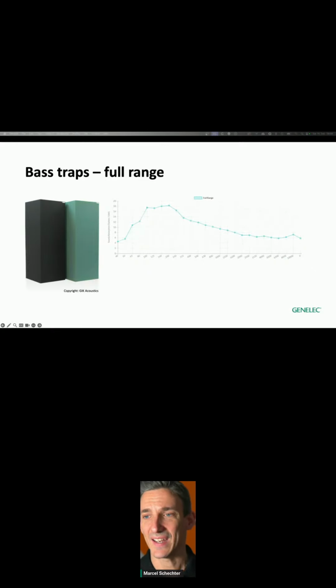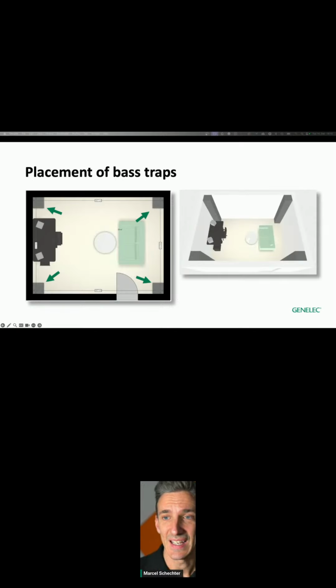And always check the measurements the manufacturers show. They should be able to show it to you, because then you can clearly see where a bass trap, for example, is really effective. For example, this one gets effective at around 80 to 100 Hertz, but not lower, although it's already a really large one. And usually bass traps should just be placed in the corners, because there we have most of the bass energy.